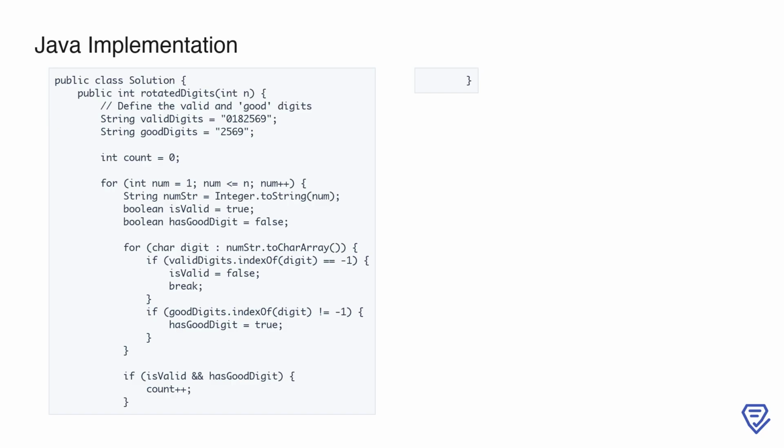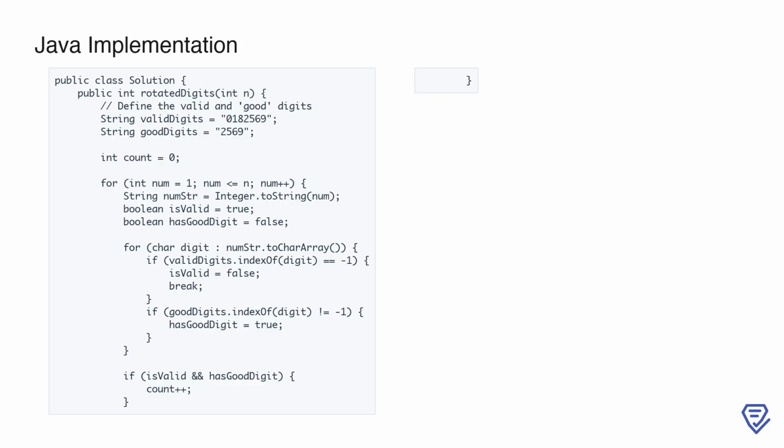Here, we begin the Java implementation by defining a class called Solution with a method named rotatedDigits that takes an integer n as input. The goal is to count how many numbers from 1 to n are valid rotated numbers. To achieve this, we first define two strings: validDigits, which contains all digits that remain valid after rotation, and goodDigits, which contains only those digits that change into a different valid digit, making the number good. We initialize a variable count to 0, which will keep track of the valid rotated numbers.